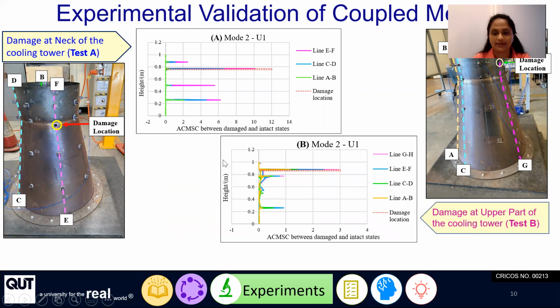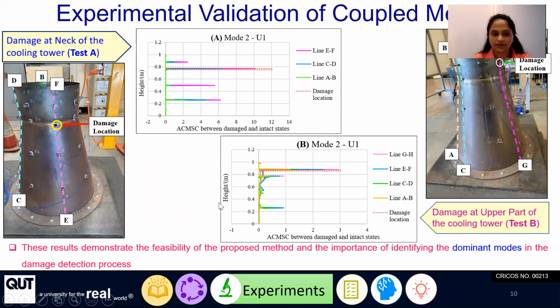And these are the test results for damage at upper part. As you can see, line EF is very close to the damage location, which gives the highest peak. And the distance to the damage location for lines CD and AB increases respectively. As you can see in the second one, the damage at upper part, line GH is very close to the damage location. Therefore, these results demonstrate the feasibility of the proposed method and the importance of identifying dominant mode and mode shape component in the damage detection process.